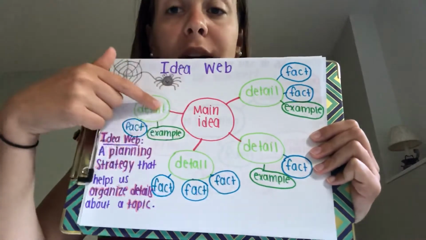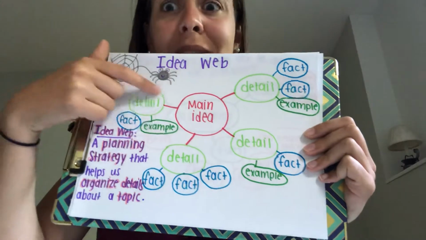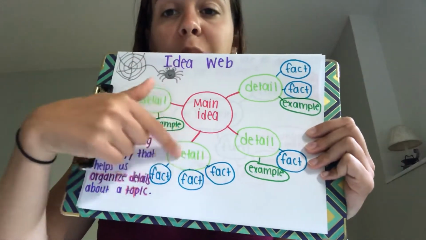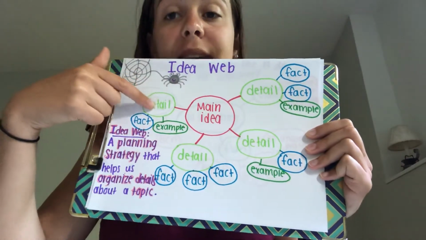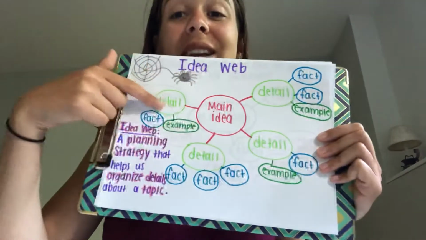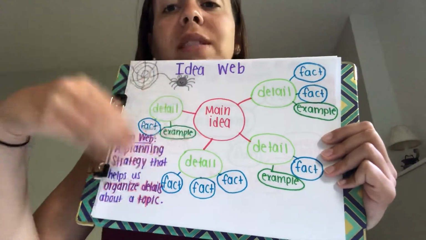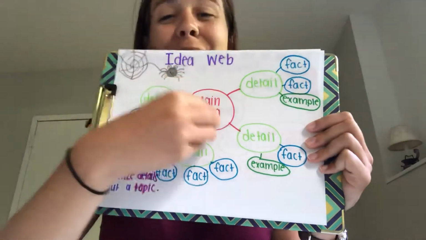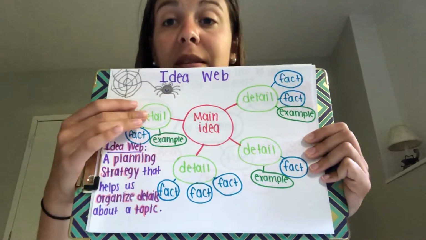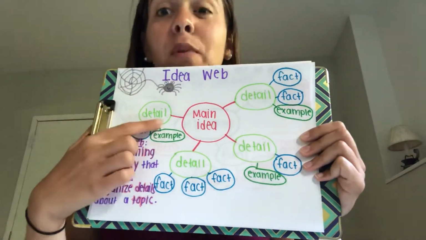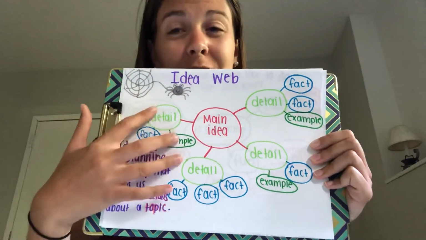And then I move one step out and I have a detail. So I might like swimming because it cools me off in the summer. Or I might like swimming because of another reason. And then after I make my details, these green ones, then I can go ahead and add some facts or some examples under each one of those. So this is a way to organize my ideas, because I have my main idea, which could be swimming, and then I could have a detail about swimming, and then inside of that detail I could give even more specific details.